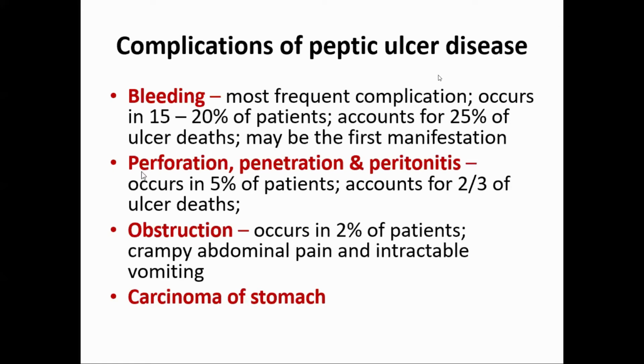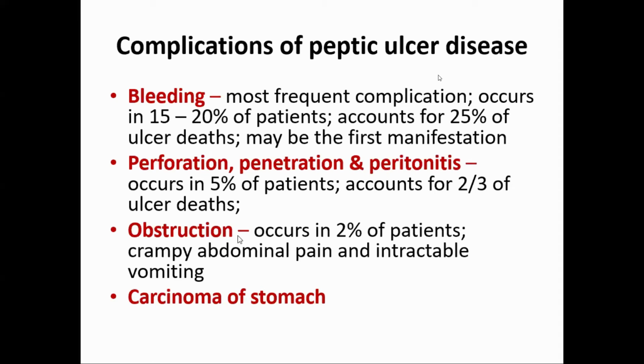The second complication is perforation, penetration, or peritonitis. Penetration means the ulcer will go deep till the serosa, and it perforates, breaks down the gastric or duodenal wall, and all the contents of the stomach or duodenum will go into the peritoneum, leading to peritonitis. So penetration, perforation, and peritonitis occur in 5% of patients and account for 2/3 of the deaths. So this is a very dangerous complication if it perforates.